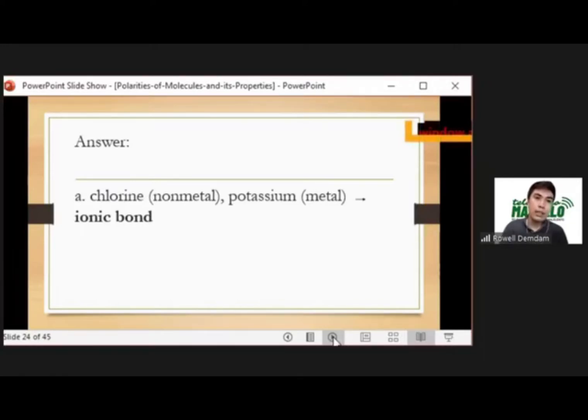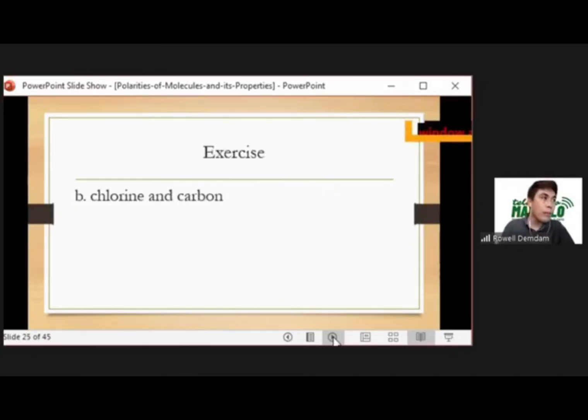Okay, so for the second item, we have here chlorine and carbon. So let's continue. Can I have your answers and let me check if it is correct? You can make an intelligent guess if it is an ionic or covalent bond. So what do you think chlorine and carbon will produce? What kind of bond? Is it ionic or covalent?